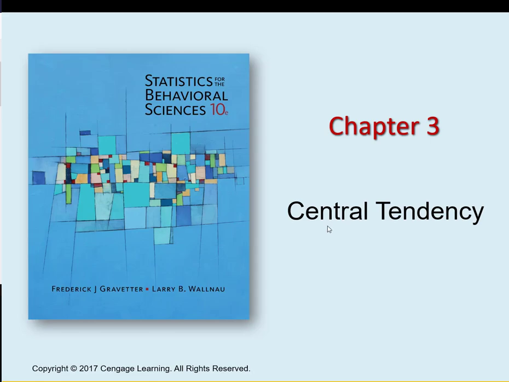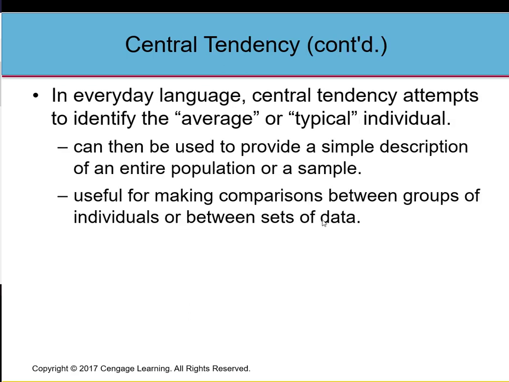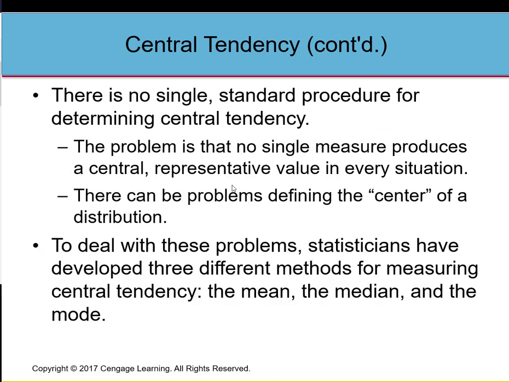Okay, so now we're going to talk about measures of central tendency. It's a statistical measure to determine the single score that defines the center of a distribution. So the goal of central tendency is to find the single score that's most typical or most representative of the entire group. We call this the average or typical individual. It can then be used to provide a simple description of an entire population.